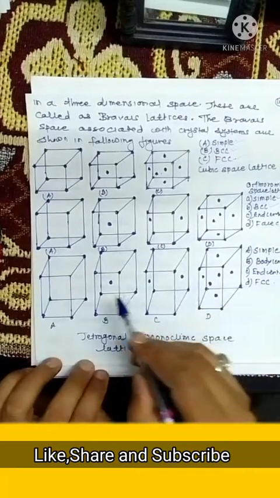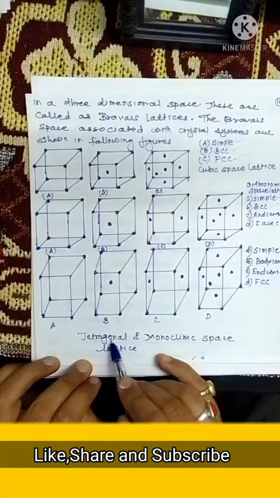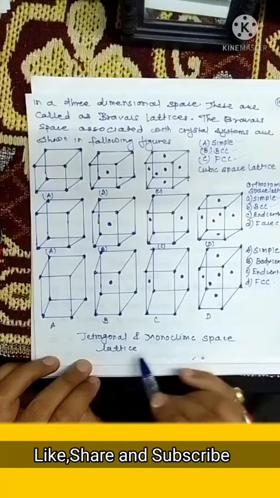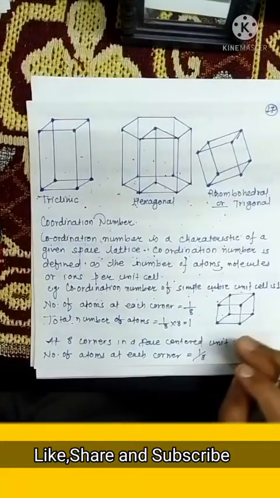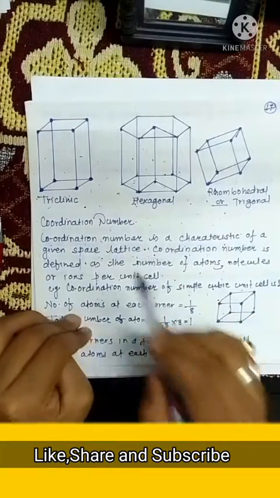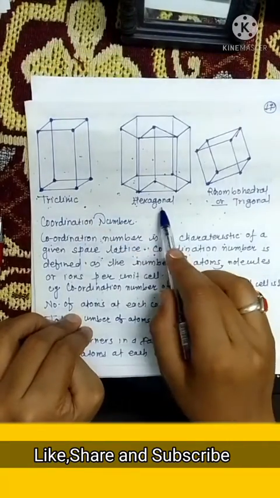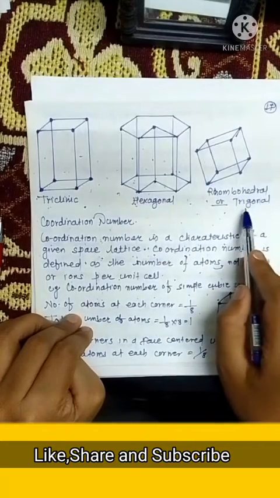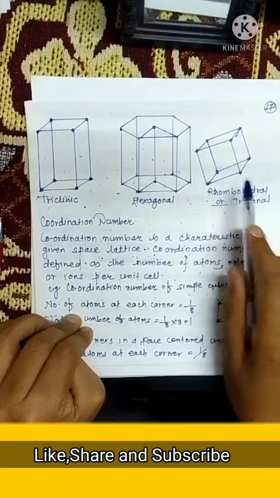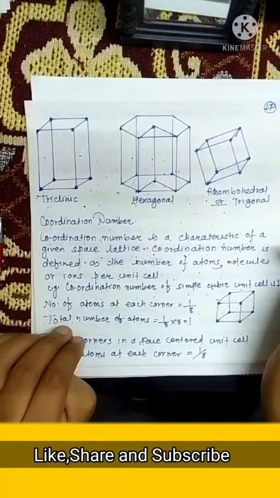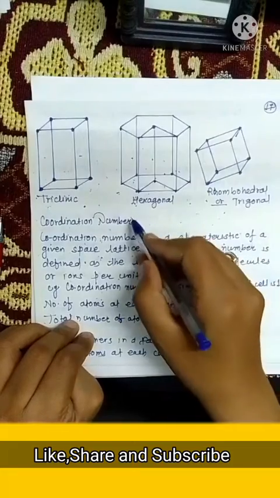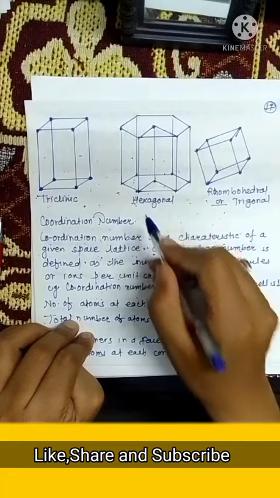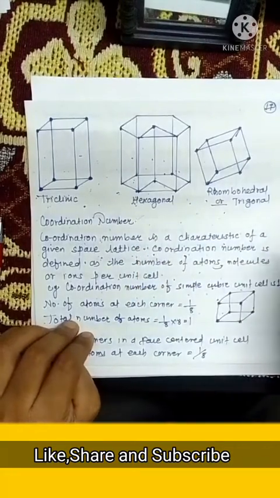So these are the diagrams for tetragonal and monoclinic space lattice, and these are the diagrams for your triclinic, hexagonal and rhombohedral or trigonal space lattice. So in our next class we are going to discuss coordination number. Thank you very much.